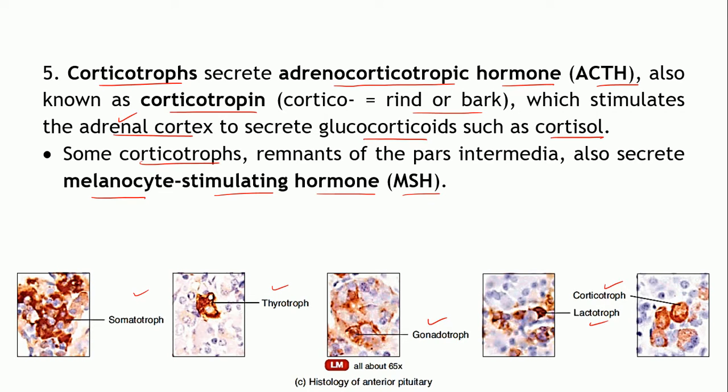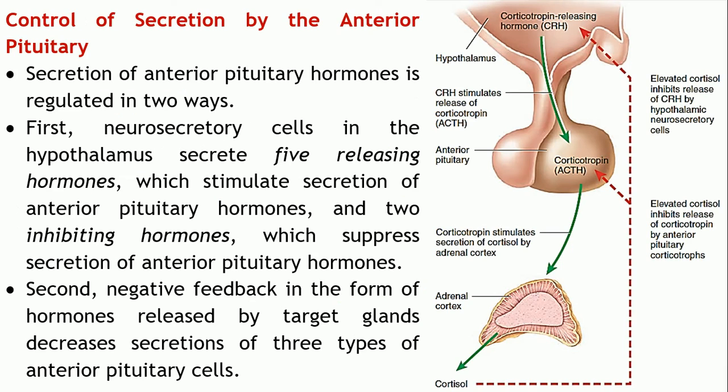Somatotropes produce human growth hormone, right. Thyrotropes release TSH, thyroid-stimulating hormone. Gonadotropins are produced by gonadotropes, that is the FSH and LH. Lactotropes produce prolactin, PRL is the accepted short form, and corticotropes produce ACTH and melanocyte-stimulating hormone. Okay.